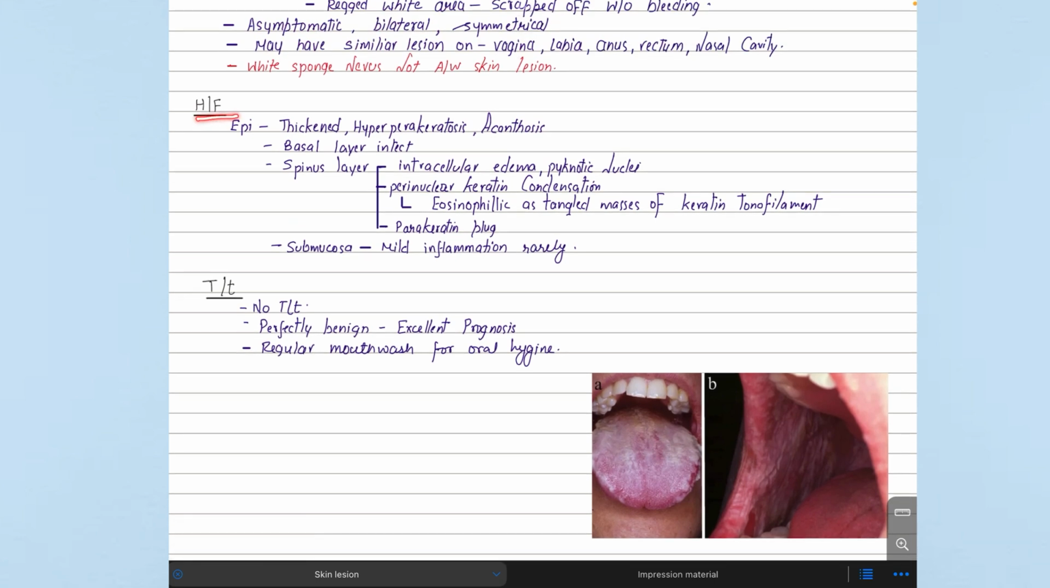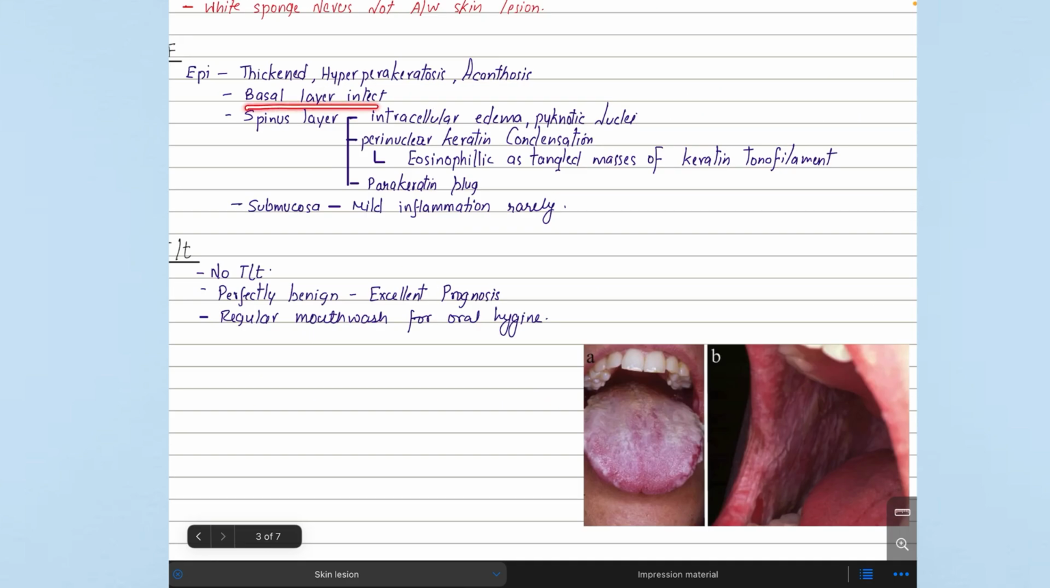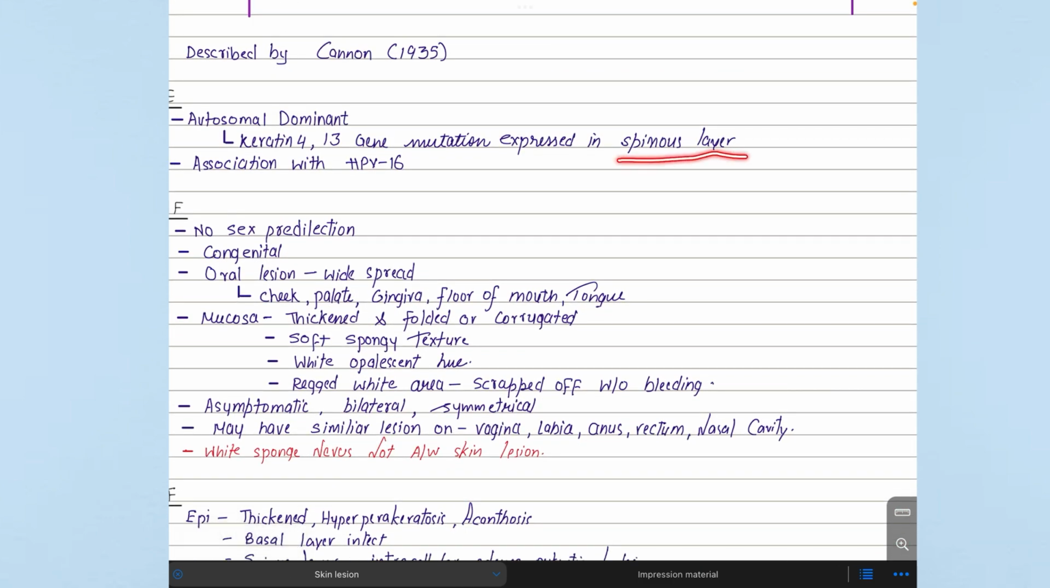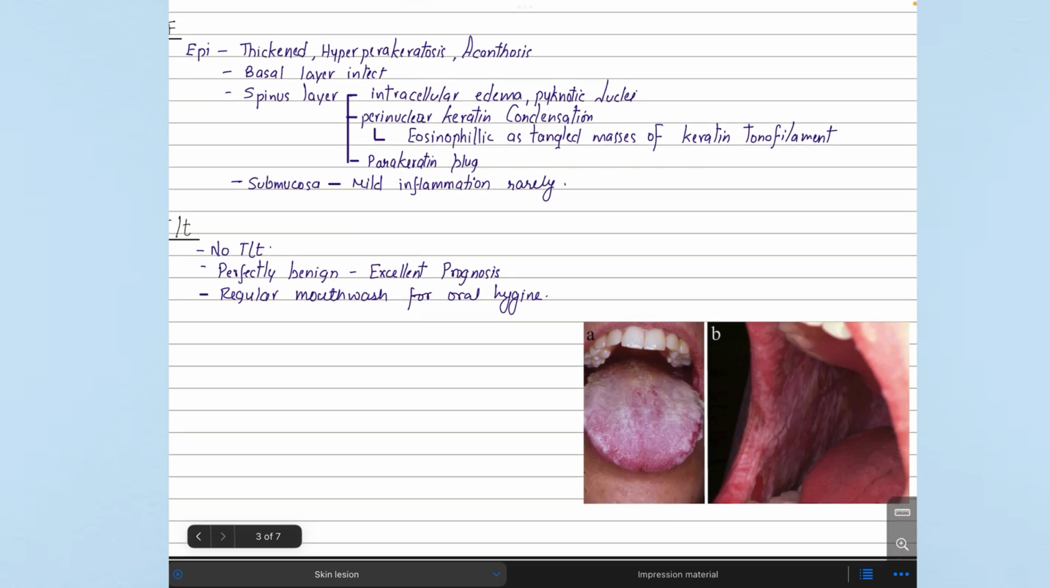On histopathology, we find that the epithelium is thickened, with hyperparakeratosis and acanthosis. I explained all of these in my main video on red and white lesions, where I explained the real concept behind it. You can check out that video. The basal layer is intact. Because the main pathology occurs in the spinous layer, we find intracellular edema there. Pyknotic nuclei can be found. Perinuclear keratin condensation, eosinophilic edge, and tangled masses of keratin tonofilaments. So you'll find a great amount of keratin in this area.